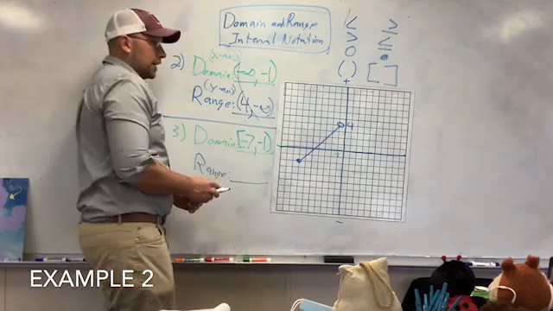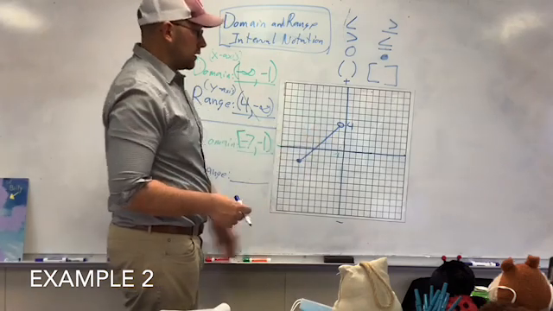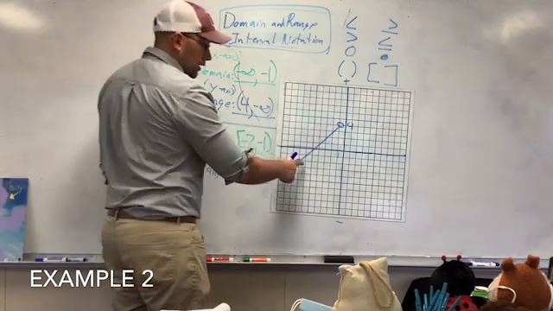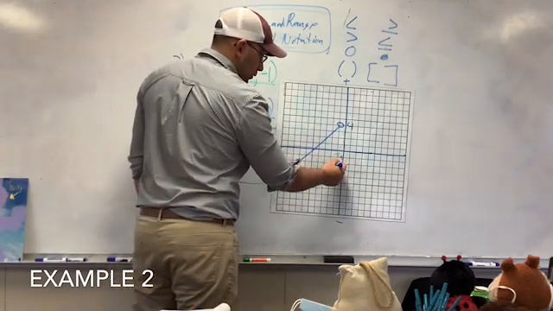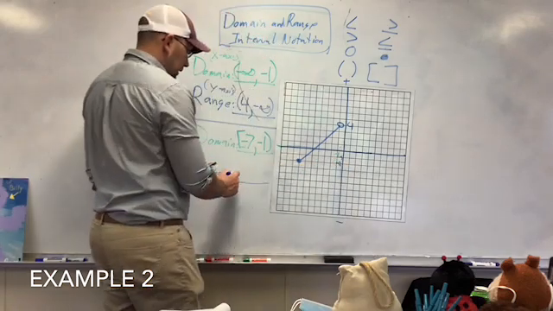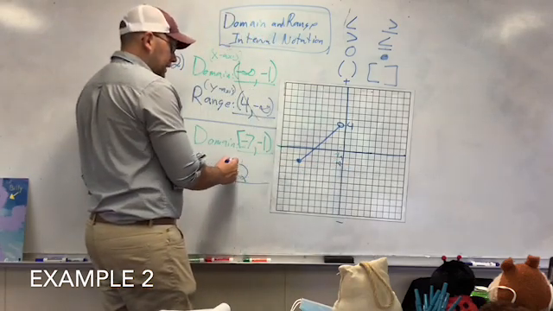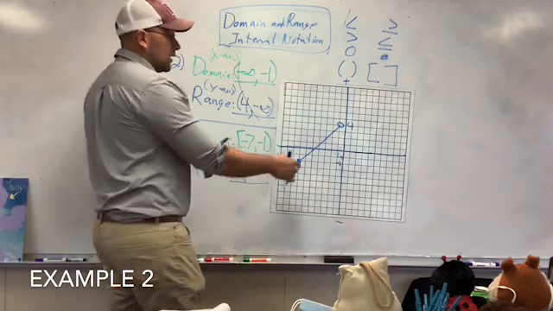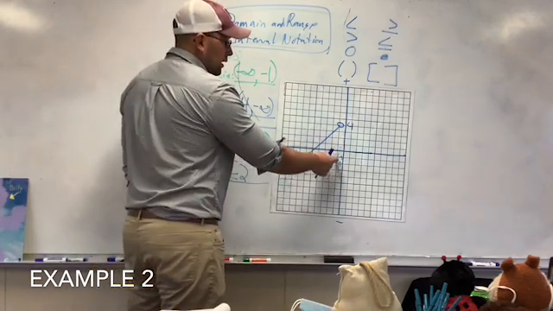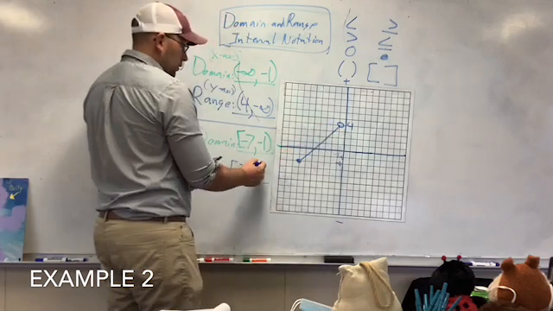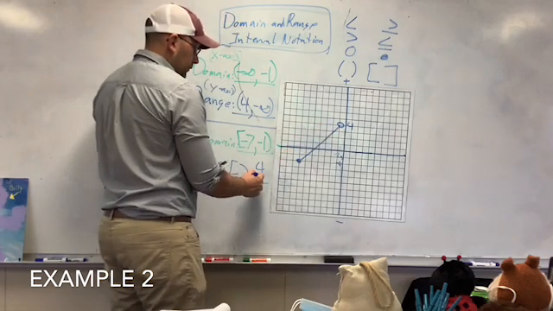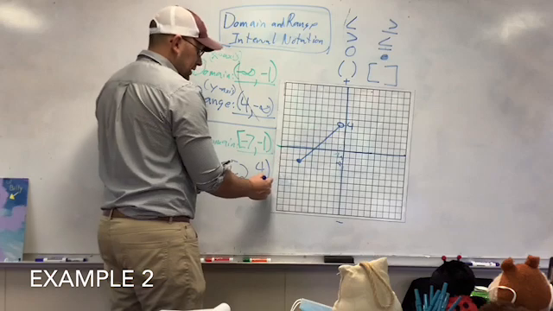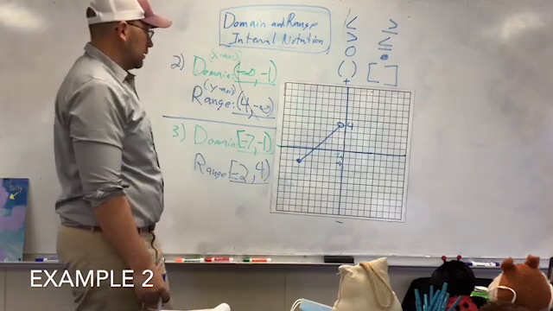So on the range, which numbers are included? So let's start down here. That's -1, -2. So it's starting at -2, and it includes it because it's a closed circle. And then it goes up to 4, and does not include it.